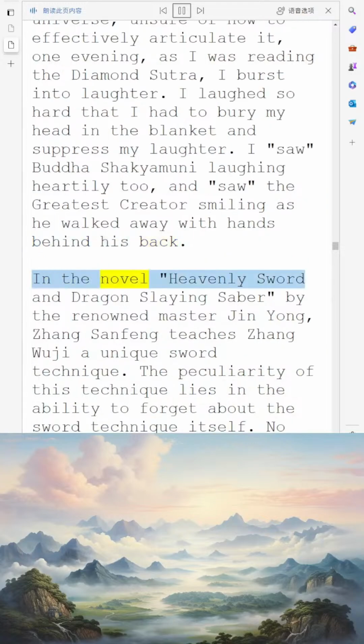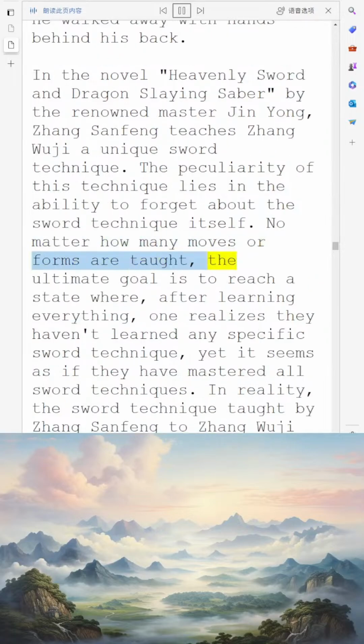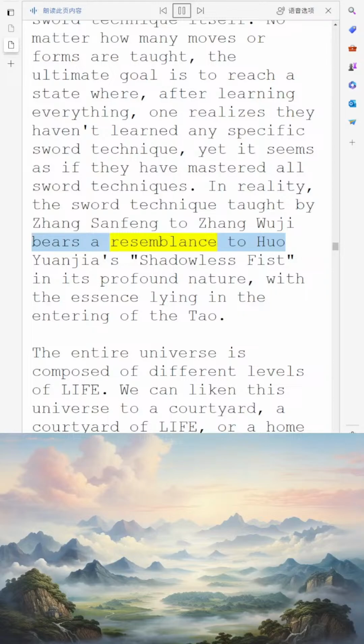In the novel Heavenly Sword and Dragon-Slaying Saber, by the renowned Master Jin, Zhang Sanfeng teaches Zhang Wuji a unique sword technique. The peculiarity of this technique lies in the ability to forget about the sword technique itself. No matter how many moves or forms are taught, the ultimate goal is to reach a state where, after learning everything, one realizes they haven't learned any specific sword technique. Yet it seems as if they have mastered all sword techniques. In reality, the sword technique taught by Zhang Sanfeng to Zhang Wuji bears a resemblance to Hua Yuanjia's shadowless fist in its profound nature, with the essence lying in the entering of the Tao.